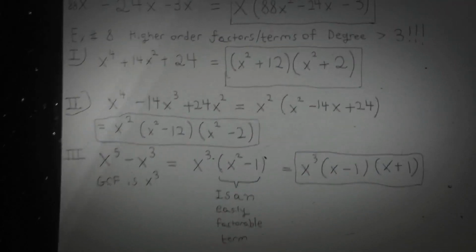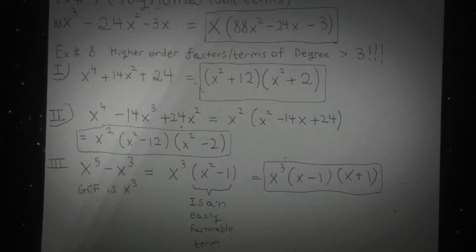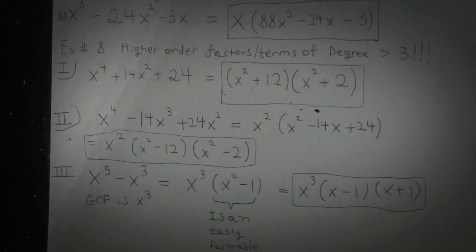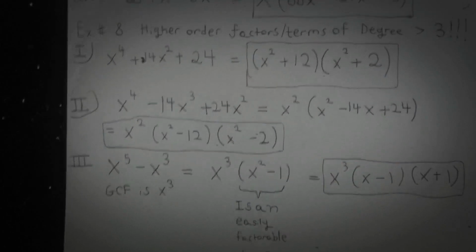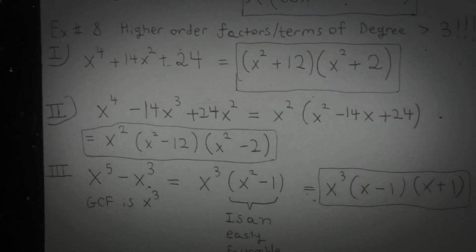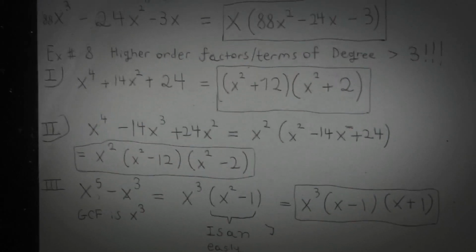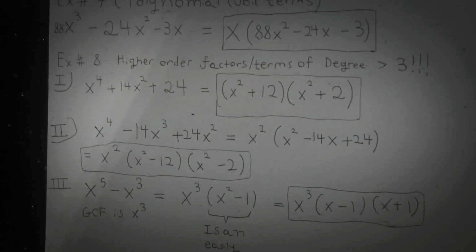Now in the next example here, we have higher order factors, terms of degree much greater than 3. Well, not much greater than 3. It's basically the fourth, fifth degree. Here we have x to the fourth plus 14x squared plus 24. We have two quadratic factorable terms, x squared plus 12, and the next quantity x squared plus 2.